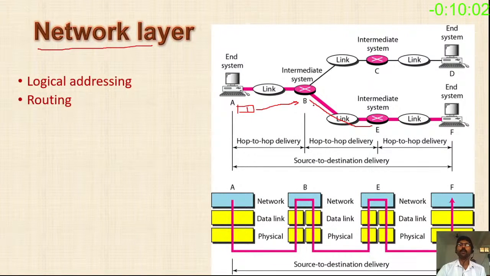Without modifying the packet, you just forward that packet to E. E also knows where F is located, identifies the destination, and forwards it to F. So the same packet is delivered from A to F. That is called source to destination delivery. That is actually the main job of the network layer.